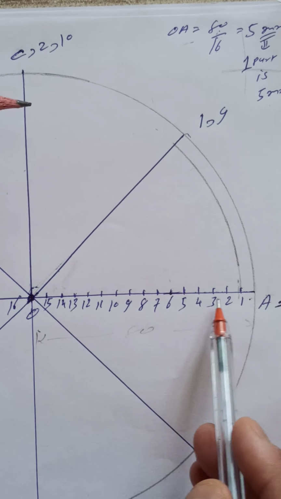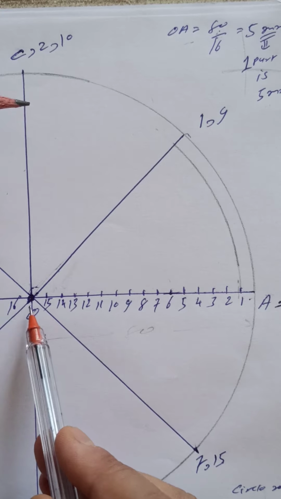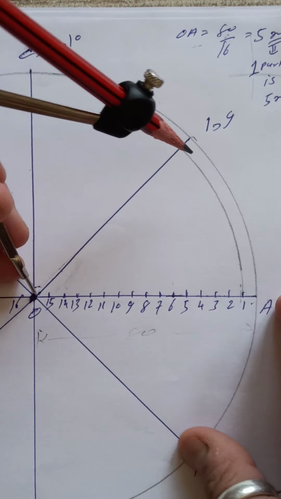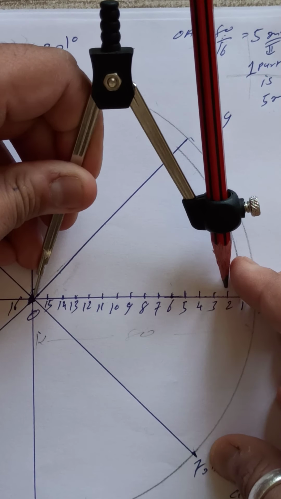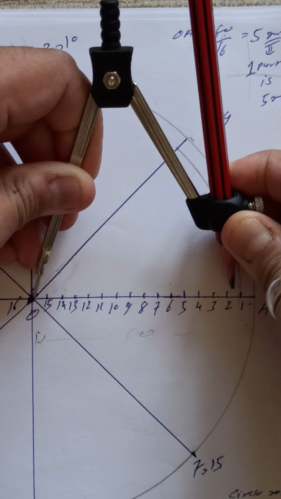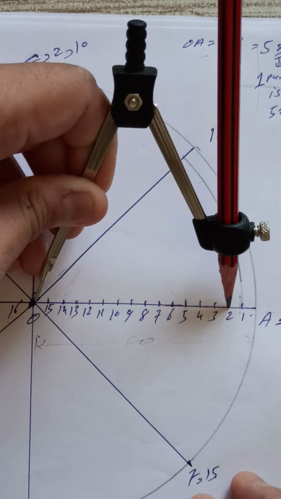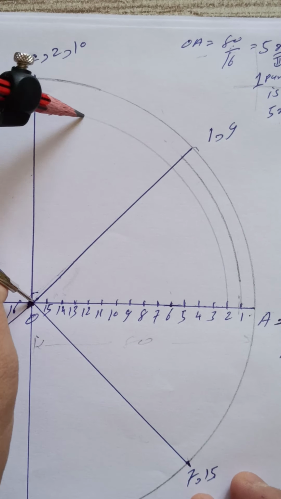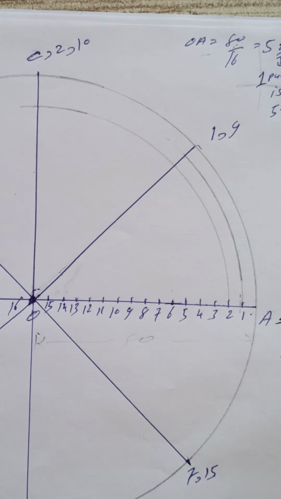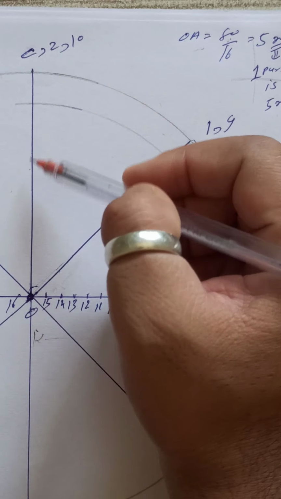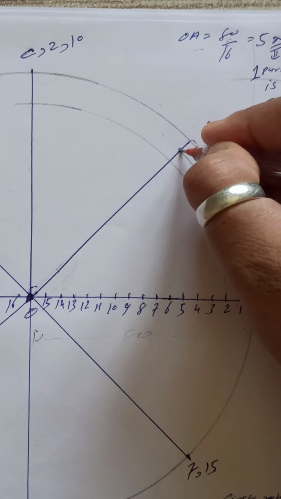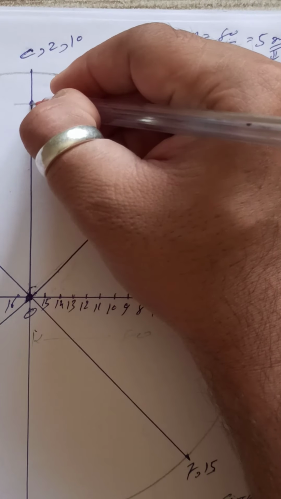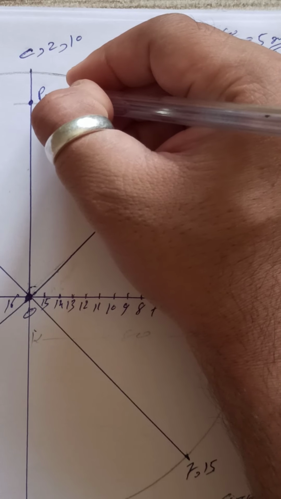Now we take the second point. So O center, second point radius, and draw the arc at the extension line which passes through point 2. So it gives the point 1, meaning P1, P2.